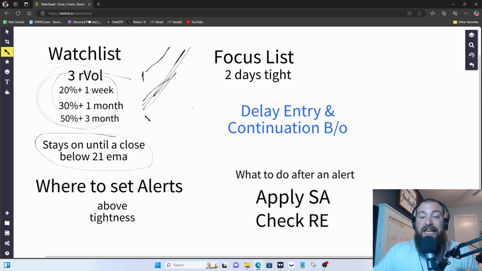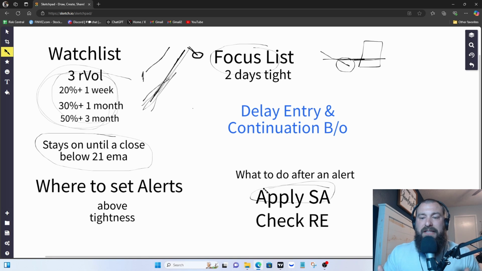And so to get a stock from a watch list to a focus list, it needs to pull in and then have those tight closes. Okay. So watch list stocks are going to be stocks that are not buyable, that are in a momentum phase. Focus list stocks are going to be stocks that are showing some consolidation, 2 days tight. You set the alert above the 2 days tight, or the day prior to what we want to buy. And then when the stock breaks out, the alert is hit, and then you apply your situational awareness.